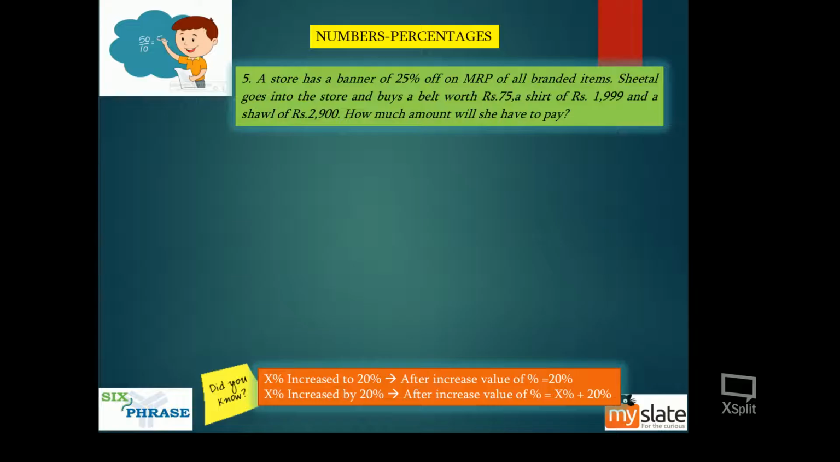A store has a banner of 25% off on MRP of all branded items. Sheetal goes into the store and buys a belt worth rupees 75, a shirt worth rupees 1999, and a shawl of rupees 2900. How much amount will she have to pay? Now, what does this 25% off mean?